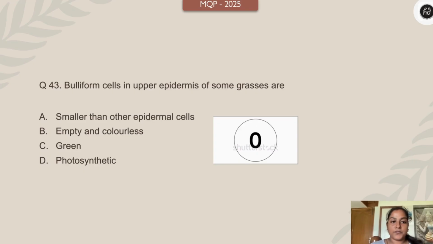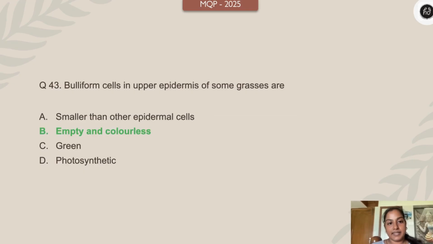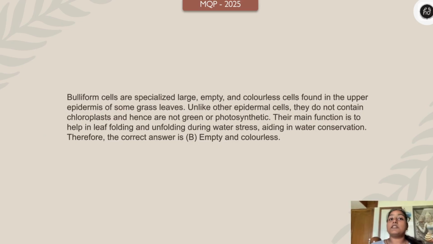Come on kiddos. Yes, so they are empty and colorless. They are specialized large empty and colorless cells found in the upper epidermis of the grass leaves. Unlike other epidermal cells, they do not contain chloroplast and hence they are not green or photosynthetic. Their main function is to help in leaf folding and unfolding during water stress, aiding in water conservation. Therefore, the correct answer is they are empty and colorless. You also know the function. So children, that's why I insist everybody read the explanation slide. That will be very helpful for your understanding.